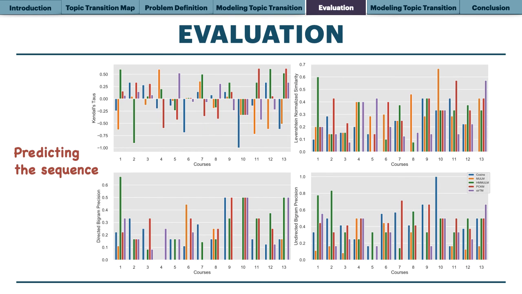For the directed and undirected bigram precision, all methods have comparable results except the mixture of unigram language model. The reason is that the mixture of unigram language model sometimes cannot complete the whole sequence because it only uses the greedy method, which cannot complete the sequence in cases of the absence of the topic transitions required to sequence courses in the dataset.